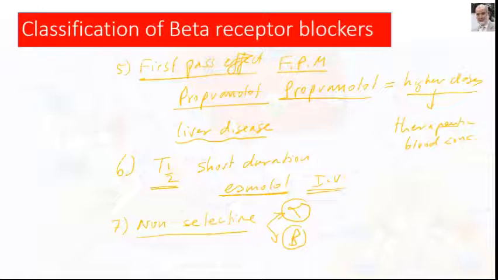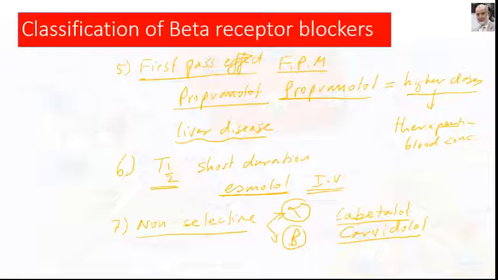Maybe the most famous examples are labetalol and carvedilol. So these are usually used in conditions to decrease both alpha and beta activity. Carvedilol and labetalol. Okay. So these are the differences between different beta adrenergic receptor blockers.